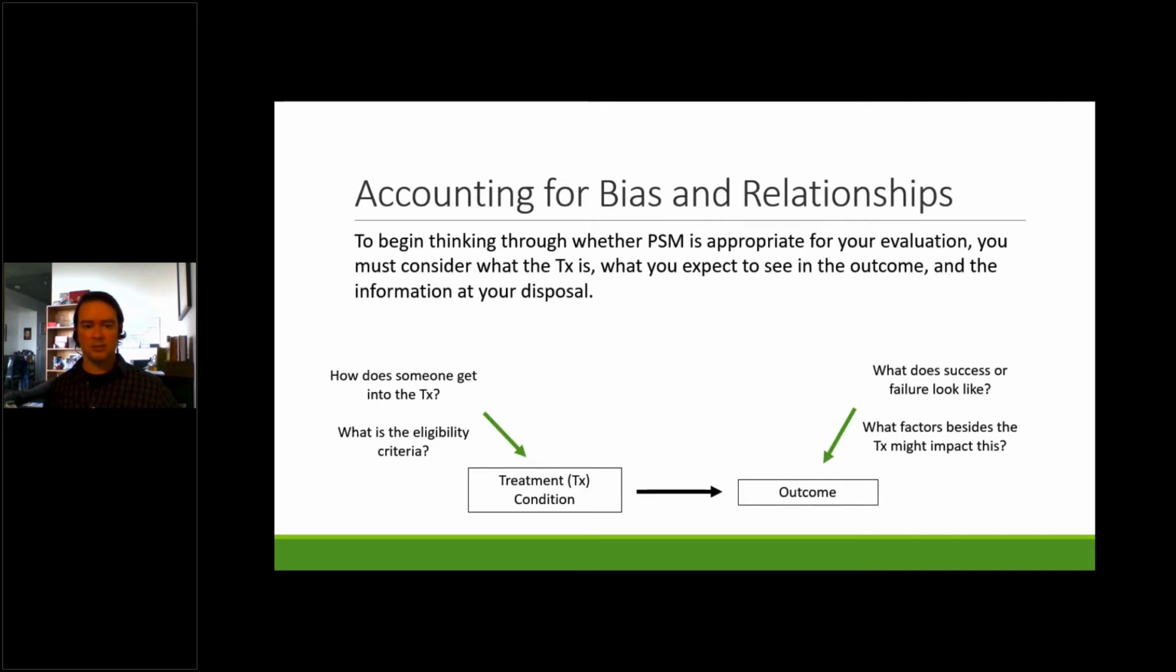How does someone get into the treatment? What is the eligibility criteria to actually be in that eligibility pool to receive the treatment? And for the outcome, you need to have clear answers to the questions, what does success or failure really look like? What factors besides the treatment condition might impact that outcome?